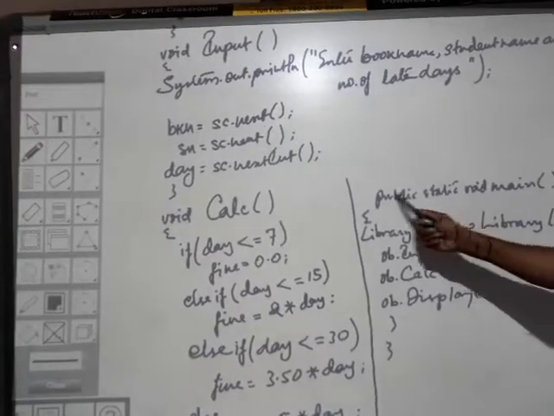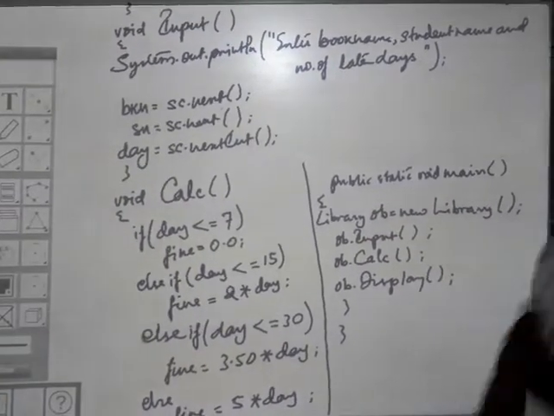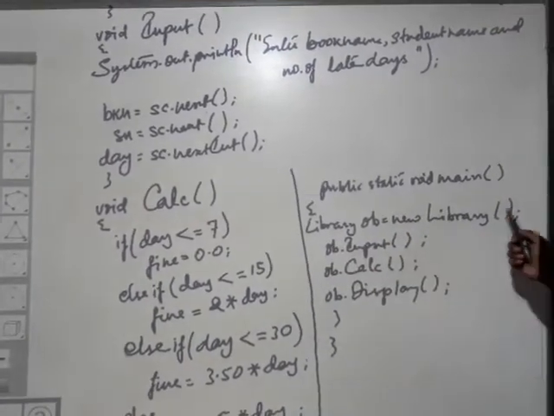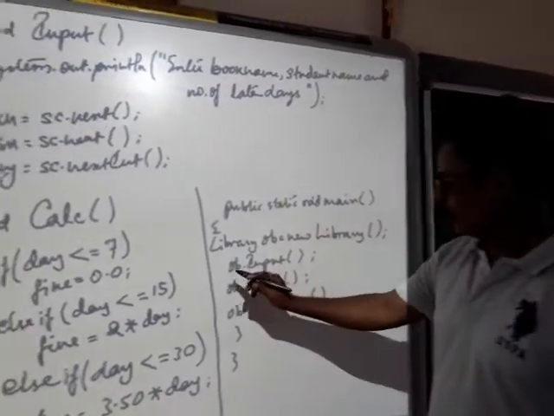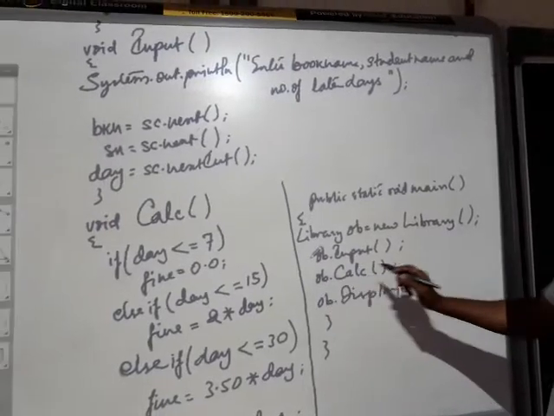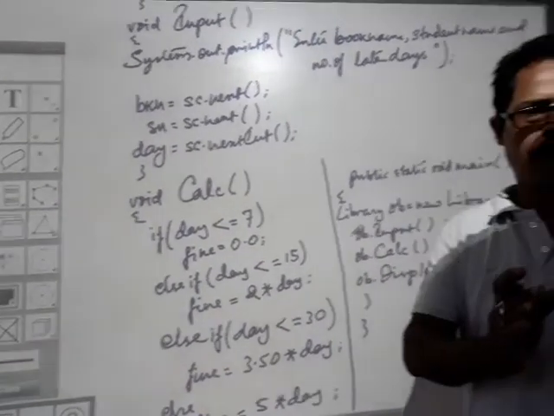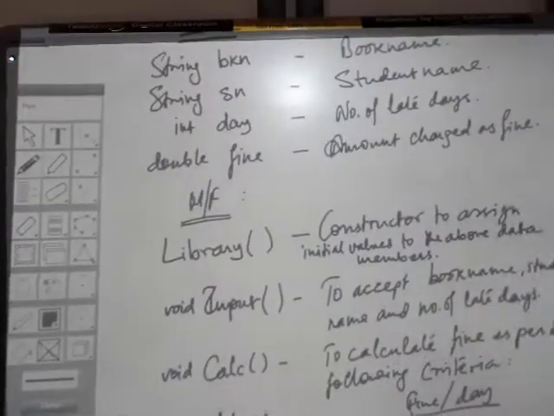Then we move on to the main method from where we invoke. As it is a default constructor, it will be invoked automatically, as I said, so there is no need for explicit invoking of the constructor. Simply the functions can be invoked: ob.input, ob.cals, ob.display, because these are all without argument and without return. So this is the first one that we have. Then we have the next one.